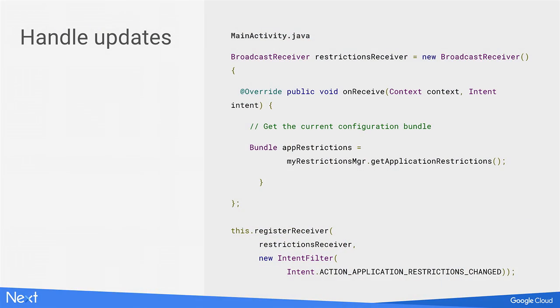Also bear in mind that the IT administrator might send new values to that field while your app is running. So you should also make sure you can handle updates. The way to do that is to set up a broadcast receiver which will handle the broadcast intent sent by the system when new app configuration comes down to the device. And then, of course, register that receiver to receive that broadcast. The thing to bear in mind here is you can't do that statically in the manifest. You have to do that dynamically by registering the receiver at runtime.